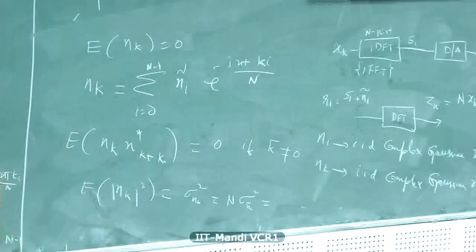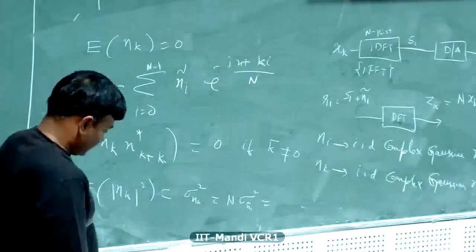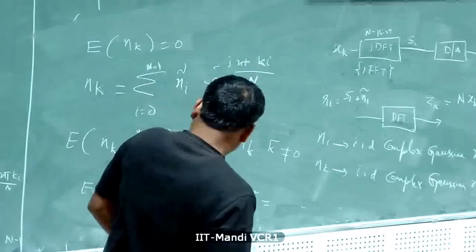Have you done this before in a random process course? You have not done a sequence of random variables. Okay, I'll leave it as an exercise for you.